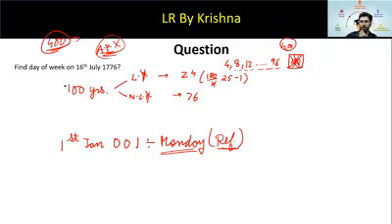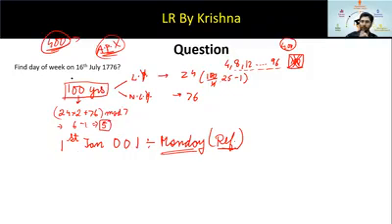Clear? So in 100 years, how many odd days will be there? 24 into 2 plus 76, mod 7. Very easy. Correct? No issue in this. What is this? 3, 3, 2, 6. What is this? 6 minus 1, 5. So there will be 5 odd days in 100 years.